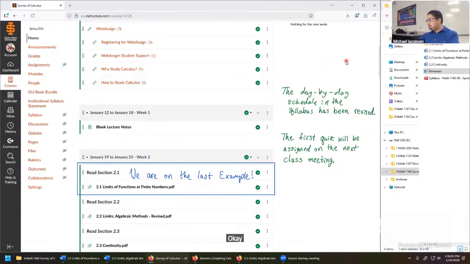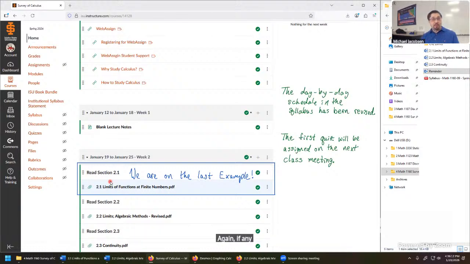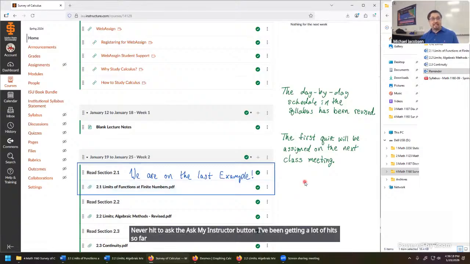Okay, well, we're in section 2.1, and people have been working at WebAssign. Looks like just about everyone's registered, so thanks for being on top of that. Again, if any questions come up as you're working the homework at WebAssign, don't hesitate to hit the Ask My Instructor button. I've been getting a lot of hits so far, so I'm happy to see that engagement.